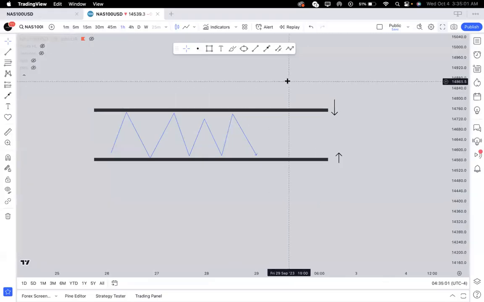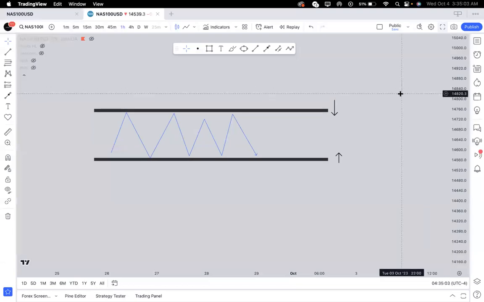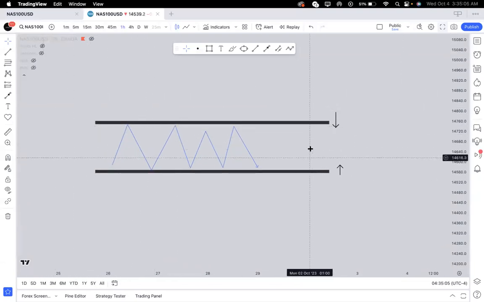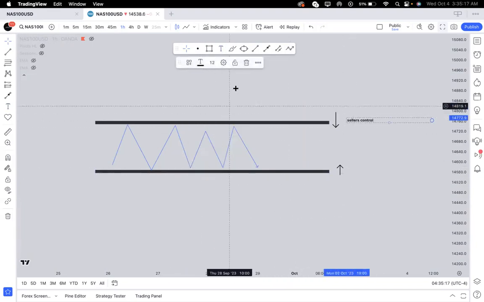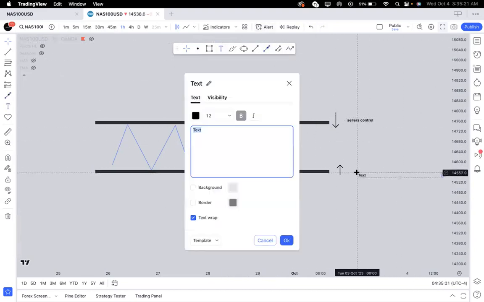So the easiest way to learn it as a beginner, there's a support and a resistance. A resistance, remember, is an area where sellers are waiting to push price down. So sellers have control here. And then a support level is where buyers are waiting to push price back up. So buyers control here.